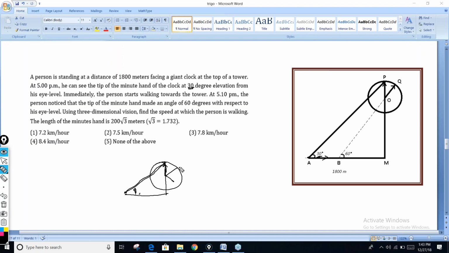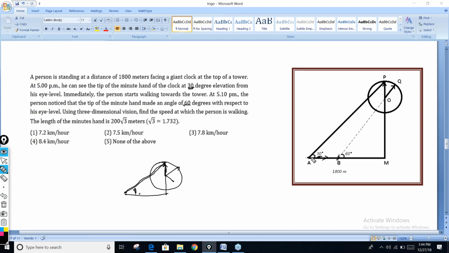Now at 5:10 the minute hand will be somewhere here. So I have shown that is the 5:10 position and now this person is at point B. Now at 5:10 the person noticed the tip of the minute hand made an angle of 60 degree with respect to his eye level. His eye level is here and the tip is making an angle of 60 degree. Using three-dimensional vision, find the speed at which the person is walking.